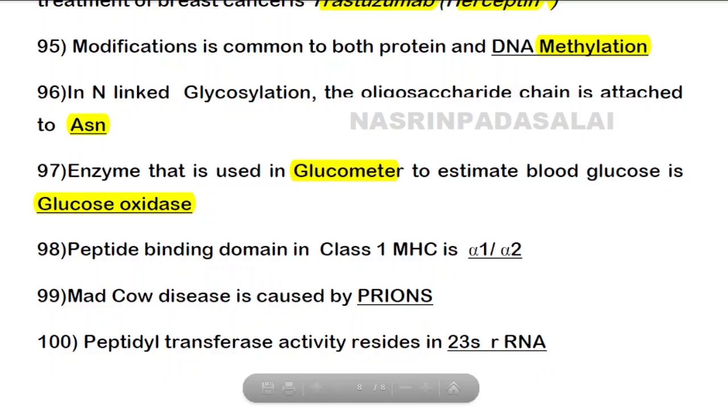98. The peptide binding domains of class 1 MHC are alpha 1 and alpha 2. So tell me which is the peptide binding domain for class 2. 99. Mad cow disease is caused by prions. Kuru, bovine spongiform encephalopathy and mad cow disease are caused by prions. The last question: peptidyl transferase activity resides in the 23S ribosomal RNA.